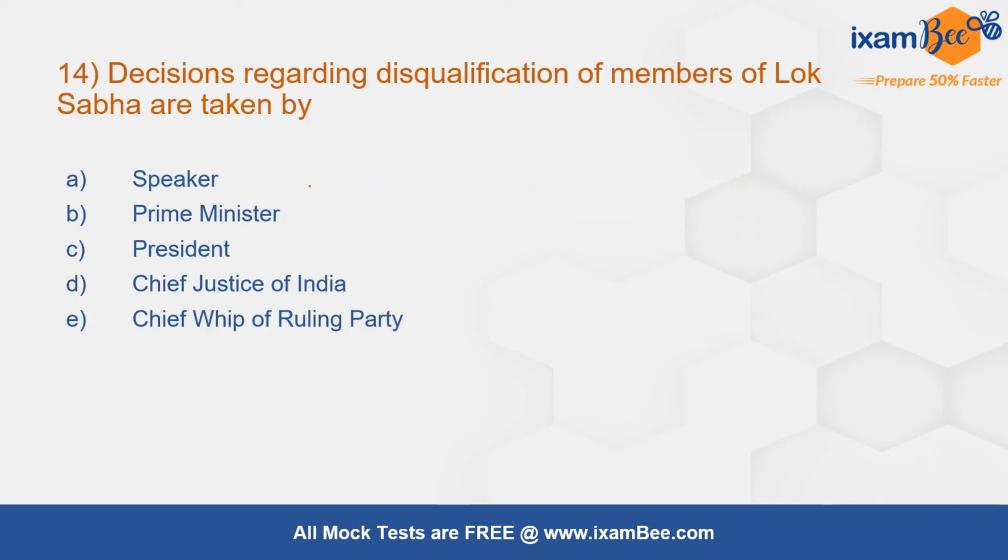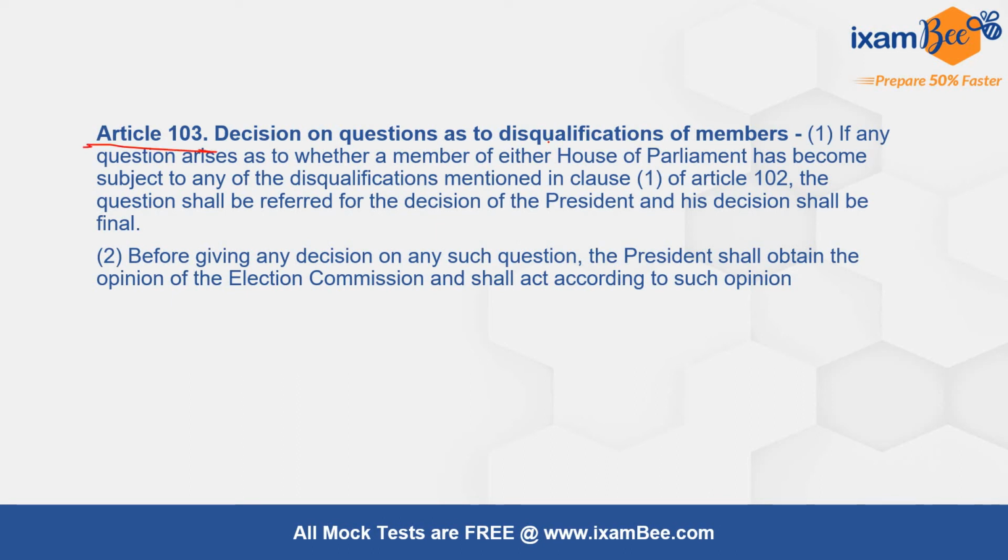Question number 14. Decisions regarding disqualification of members of Lok Sabha are taken by. The correct answer is President. This is given under Article 103. If any question arises as to whether a member of either House of the Parliament has become subject to any of the disqualifications, the question shall be referred for the decision of the President and his decision shall be final.